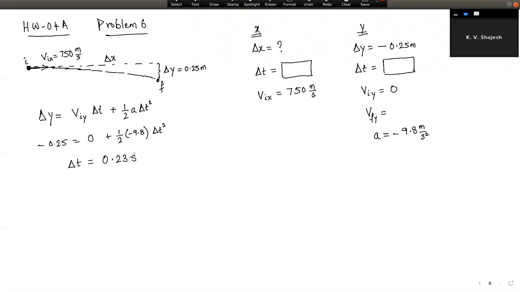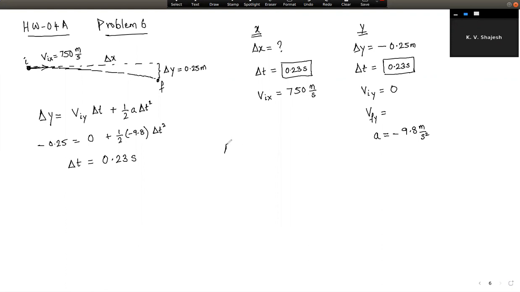Let me check this again. 0.23 squared into 9.8 divided by 2 should give me 0.25. Yes, let's get 0.26. So that's a reasonable number. Once we have delta t, that's 0.23 seconds. That's 0.23 seconds.